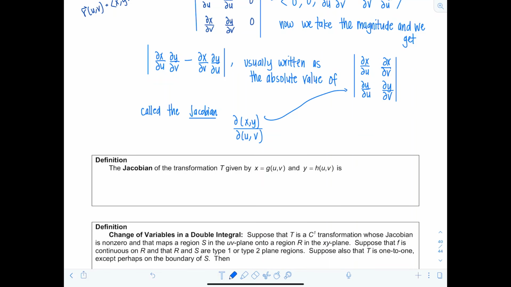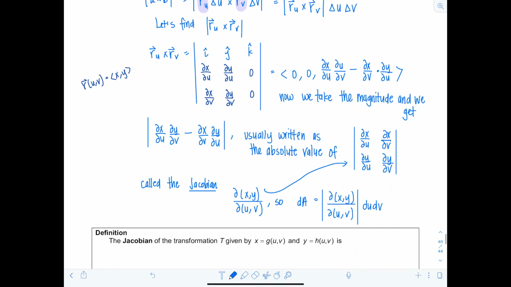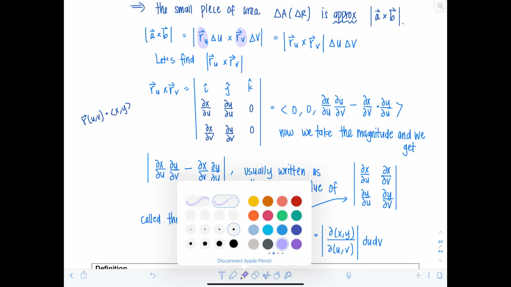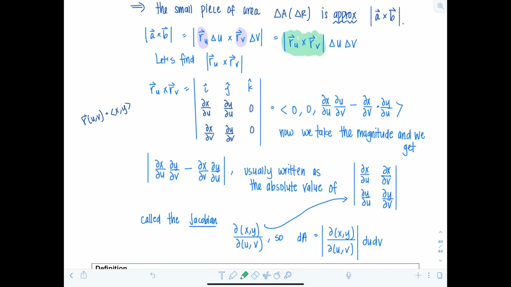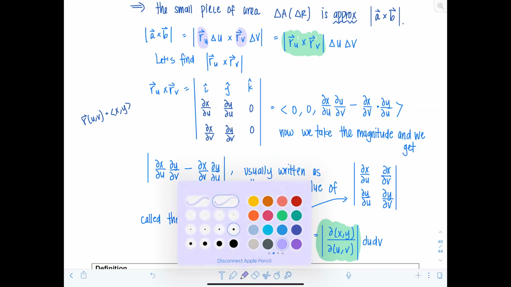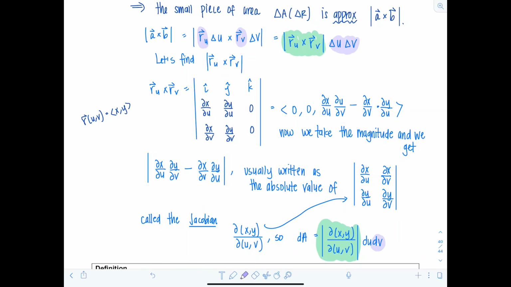So dA is given by, remember you need the absolute value of this determinant, so we write the absolute value outside, del xy over del uv, times du dv. Where did the du dv come from? Right up above. Hold on. Here we go. So we got the magnitude of this cross product. That's the absolute value of the Jacobian. And then in the limit, delta u and delta v become du dv.